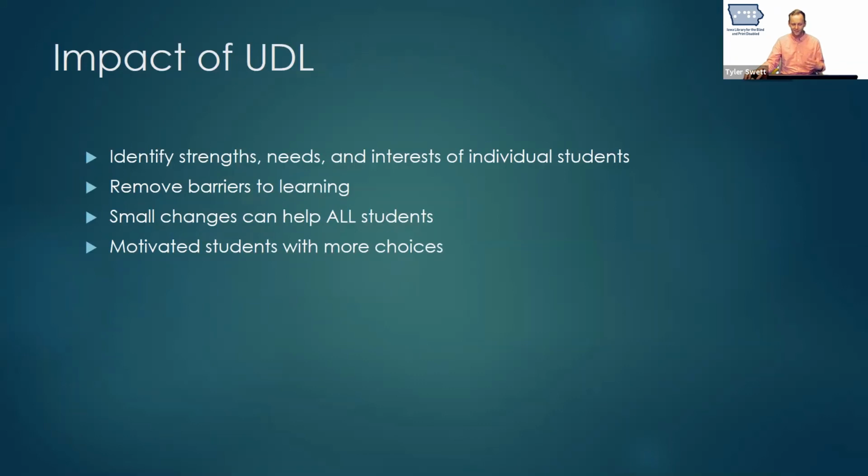So kind of last thing here, because the impact of UDL is that we're trying to identify the strengths, needs, and interests of individual students. And we're doing that by removing barriers to learning and realizing that small changes can help all students. And motivating students with more choices. The more choices students have, the more motivated they are.